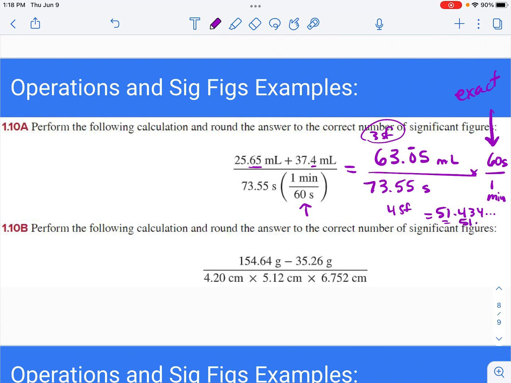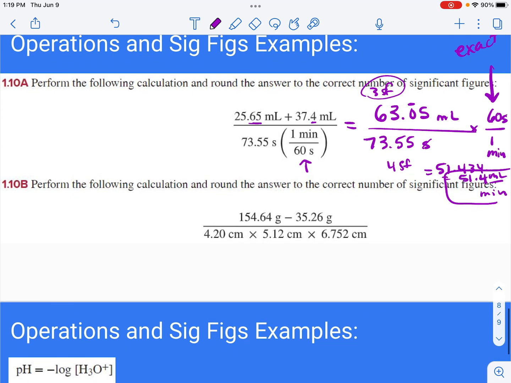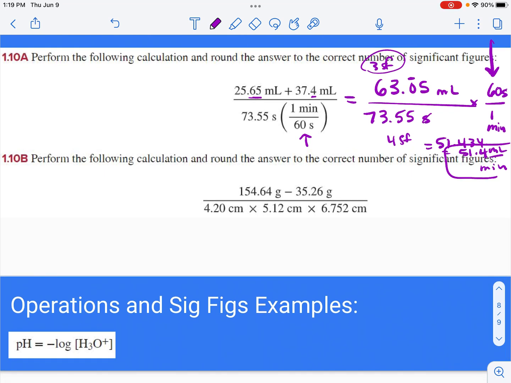So I got 51.5434 and more numbers, which is going to be 51.4. And the units that will be left will be, let's see, seconds cancel, milliliters per minute. So the final answer would be 51.4. Notice that I didn't really round. I used my number, but I figured out where I would round to. So maybe now you try this one. Do the same thing and see what you get. Stop the video and start it again.